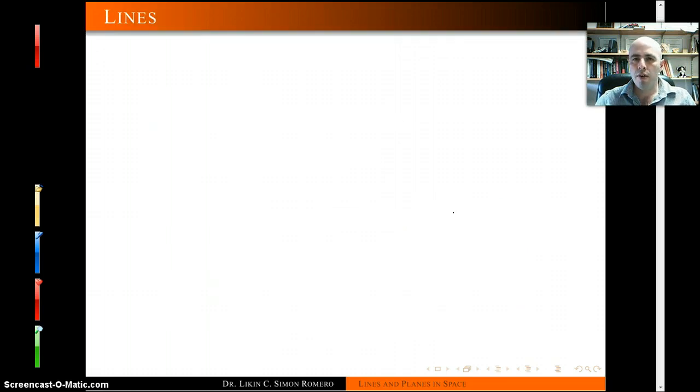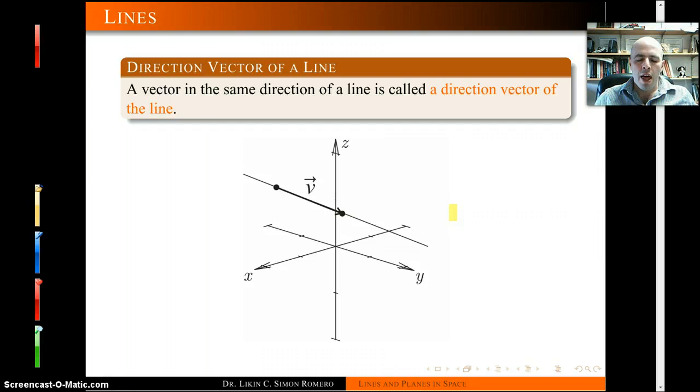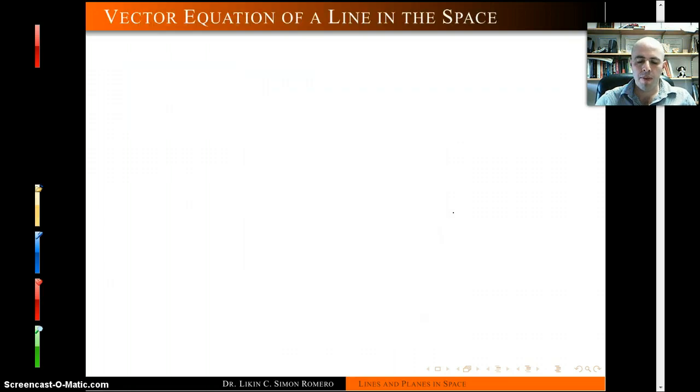Lines. If you remember, in 2 dimensions, a direction can be described by a single number. This is no longer true in 3 dimensions, so we will need a vector to describe a direction. The direction vector for a line is going to be a vector in the same direction as the line, as we show here in the picture.